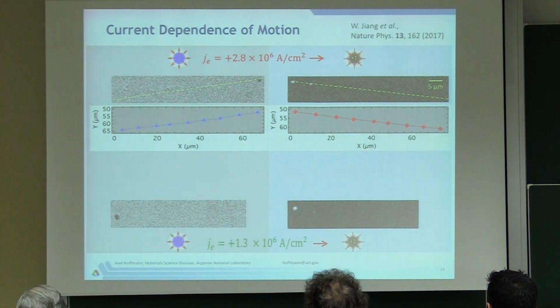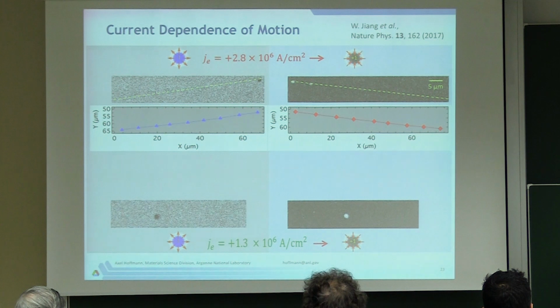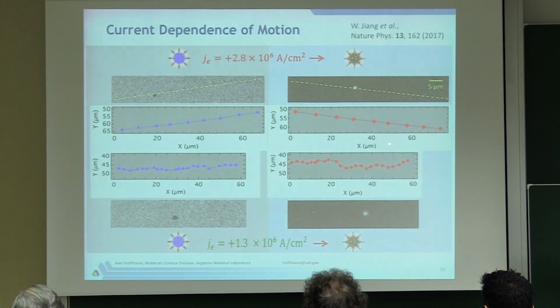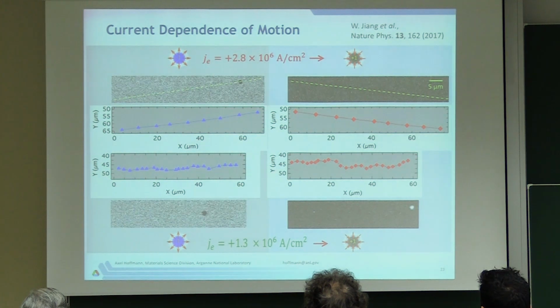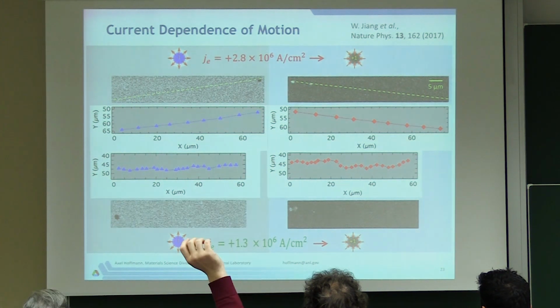Now you can use much smaller current where the motion is much more irregular. And now it turns out there's no well-defined transverse direction. You see it here, it goes one way, the other way. So now the motion is much more dominated by the defects in the sample. It's known as a creep regime.